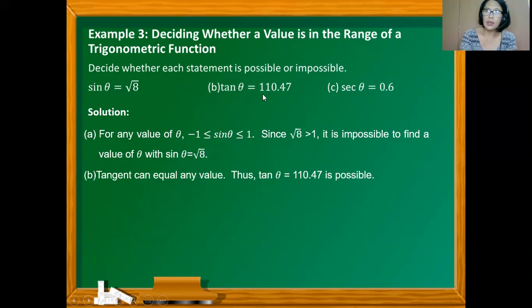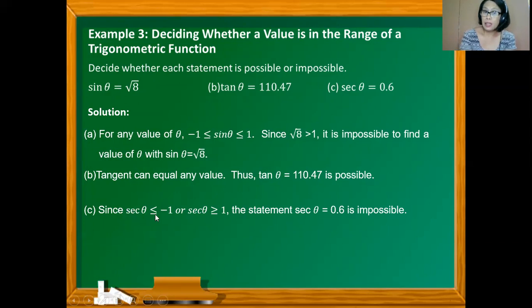Now, tangent theta equals 110.47. This is possible because tangent theta and cotangent theta can have any value, which is the set of real numbers. Now, secant theta equals 0.6. Since secant theta is less than or equal to negative 1, or secant theta is greater than or equal to 1, the statement secant theta equals 0.6 is impossible.